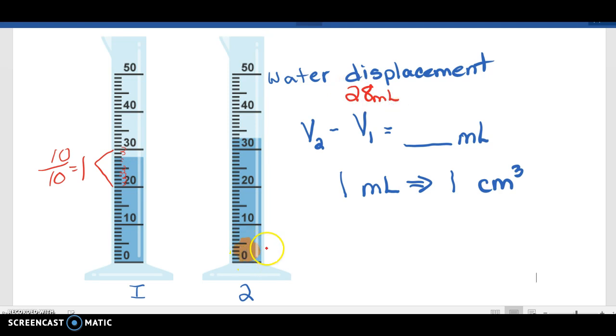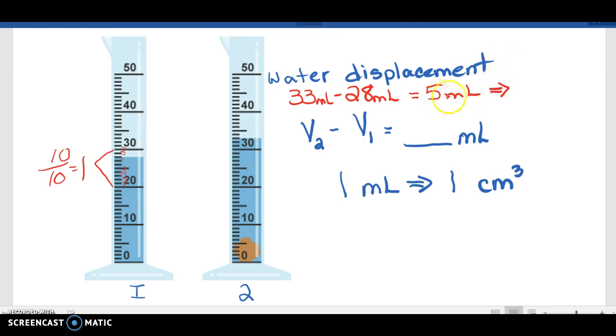Now, after we slide the object down into the graduated cylinder, the water comes up. Here's our 30 line, 31, 32, 33. So now the water level is 33. That object has pushed out of place, displaced, 5 milliliters of liquid.